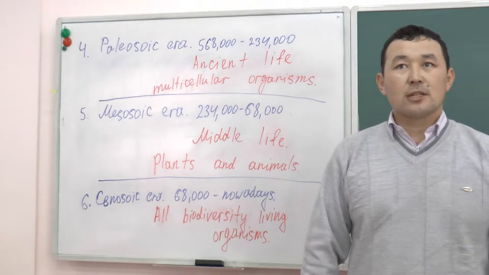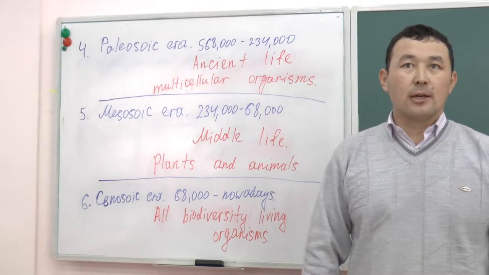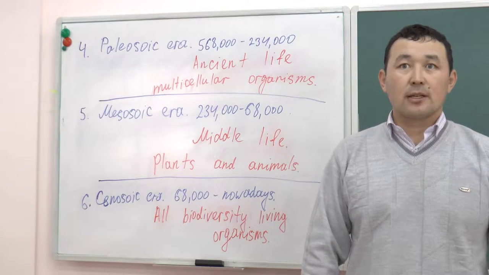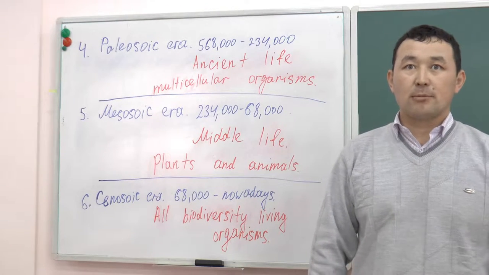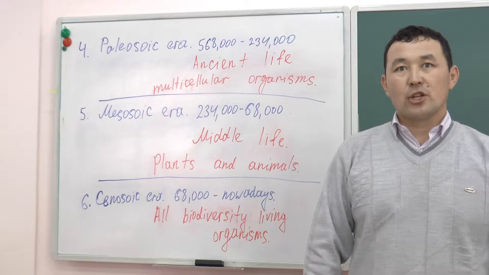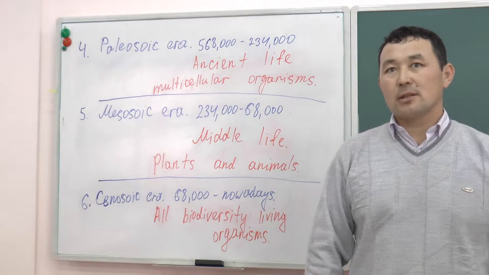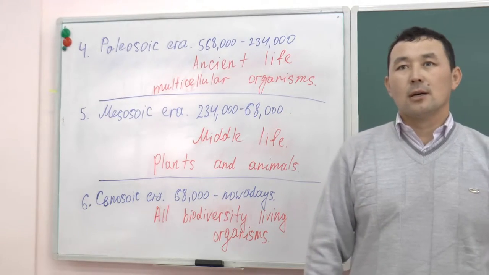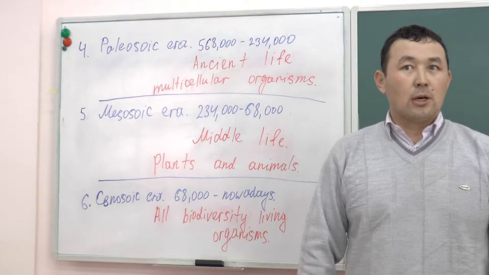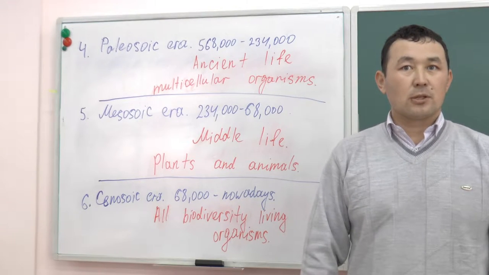The main result of the development of life in the Paleozoic was access to land for plants and vertebrates. The first conquerors of the land among the multicellular plants were probably Psilophytes, and among vertebrates, animals like ancient amphibians, for example, Stegocephalians. In the Paleozoic, we have some processes which give evolution.